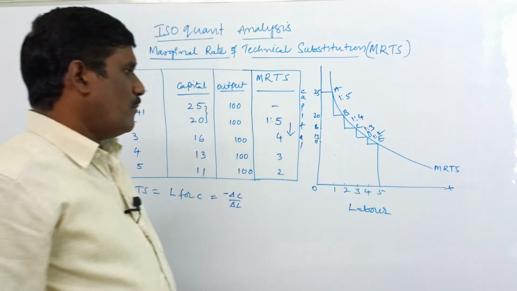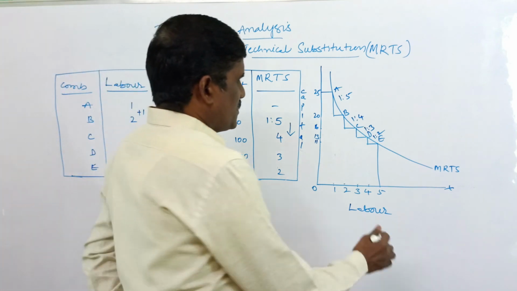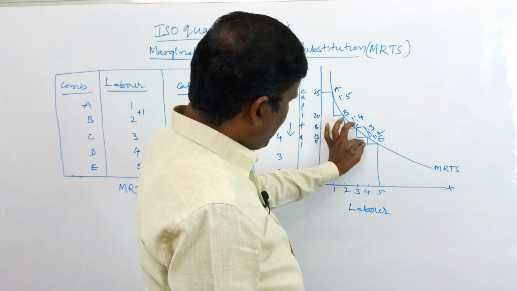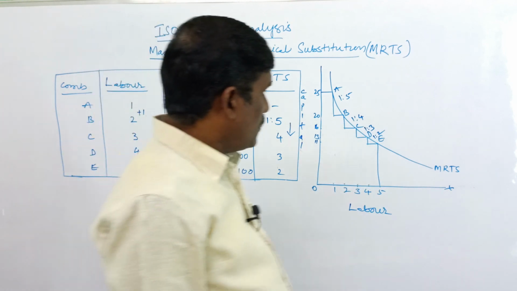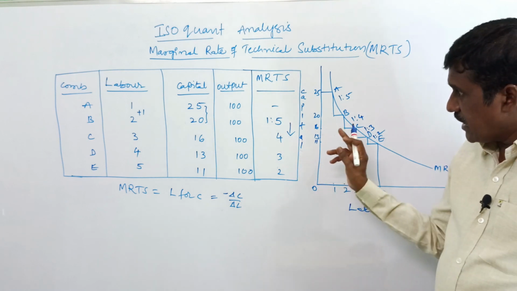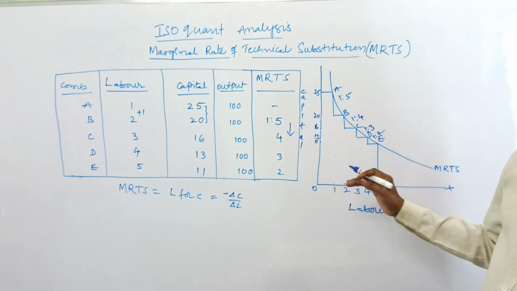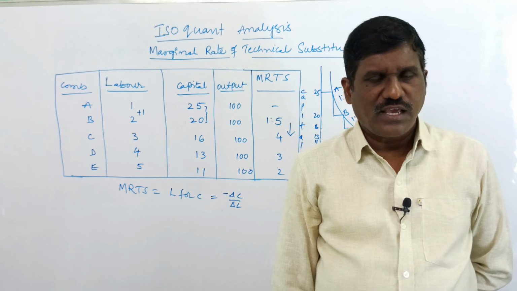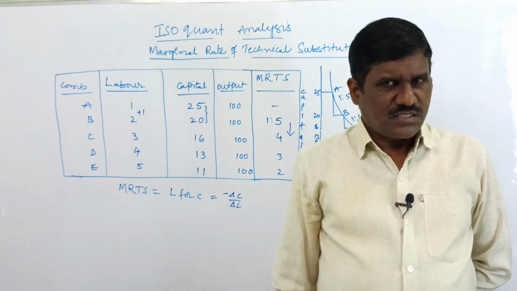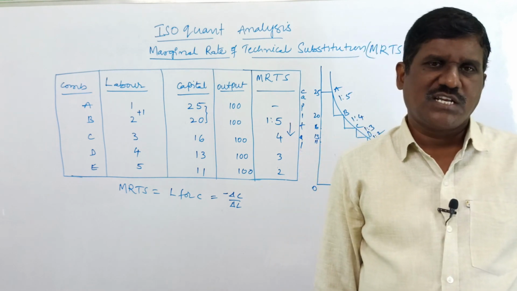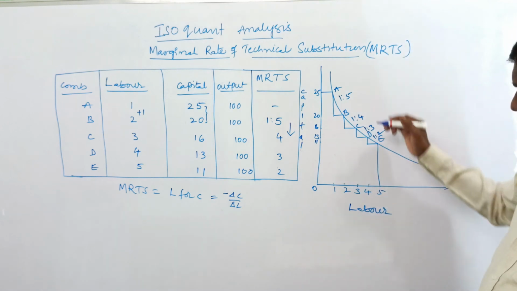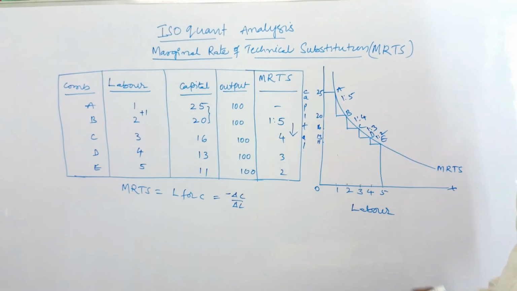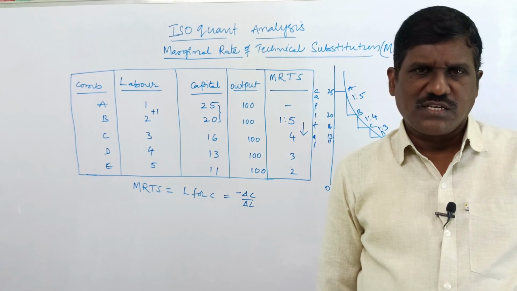This is the marginal rate of technical substitution. This gap is long. See here, 1:5, 1:4, 1:3, 1:1. This is the way of the presentation of the marginal rate of substitution in the isoquants or isoproduct analysis. Students, the marginal rate of technical substitution slope is negative. Negative means it goes downwards from left to right. So this is the marginal rate of substitution.